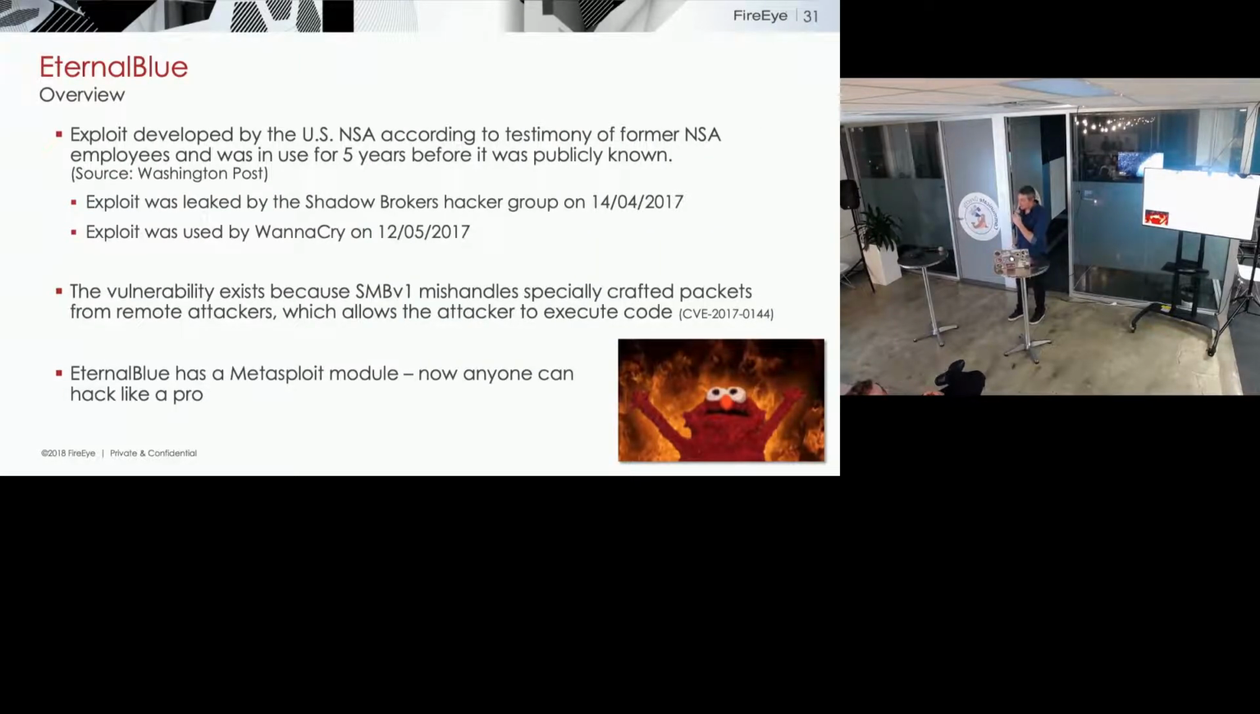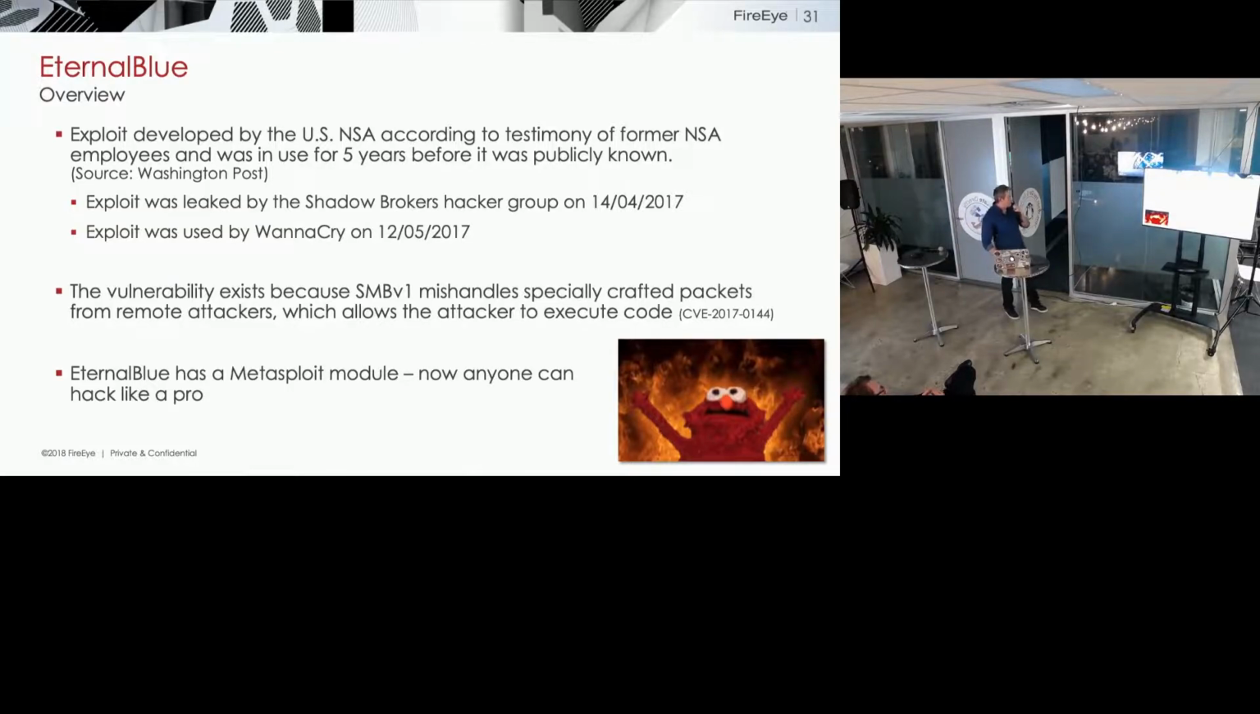And it was powered by this exploit. The exploit was developed by the US NSA according to the testimony of former NSA employees and was in use for 5 years before it was publicly known. My source is the Washington Post. This is all verifiable information. You can go check that out yourself. The exploit was leaked by the Shadow Brokers group on the 14th of April 2017, and then the exploit was used by WannaCry on the 12th of May 2017. Less than 3 weeks to package that thing up and push it out. Not a bad turnaround time, right?